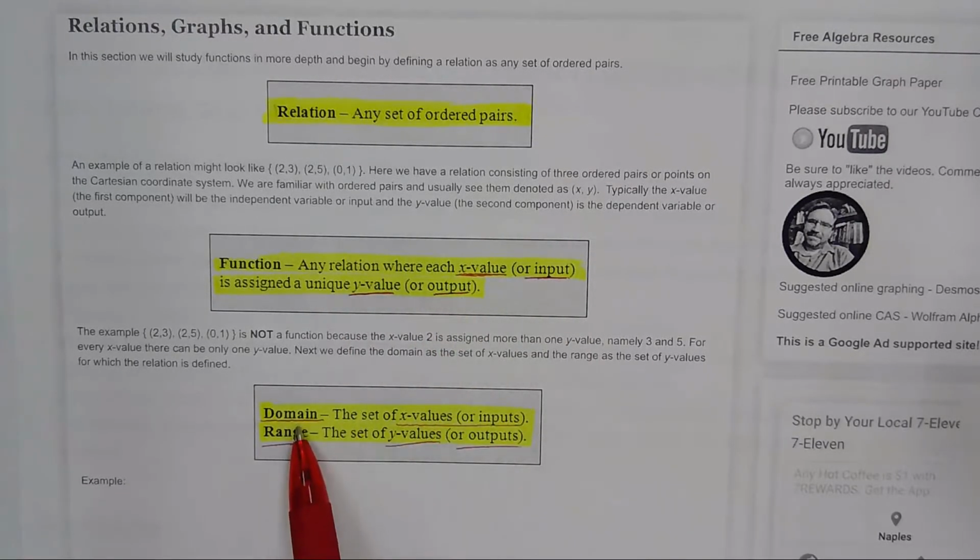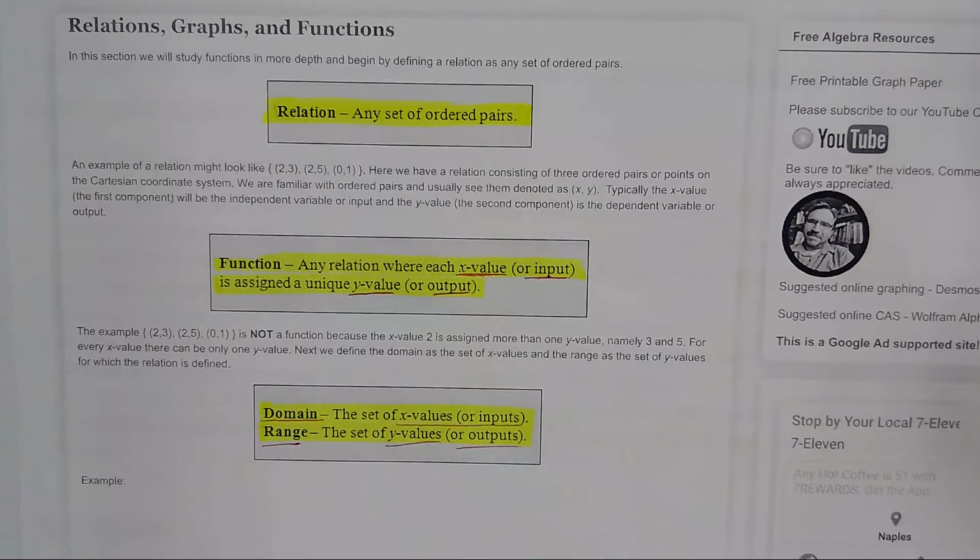Then also domain and range. Domain is the set of all of the x values or the inputs, again relating those key terms that kind of have the similar meanings. And then range, the set of y values or outputs.